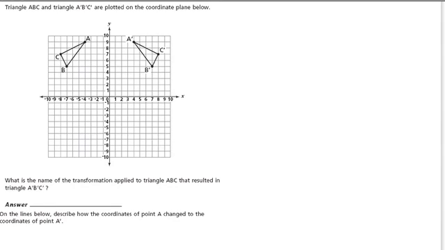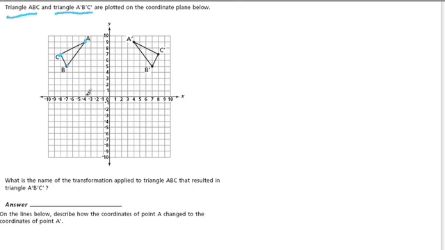Okay, in this problem, what do they tell us? They tell us that triangle ABC and triangle A prime, B prime, C prime are plotted on the coordinate plane below. So let's find that. We have A, B, and C, and we'll actually figure out what those points are.